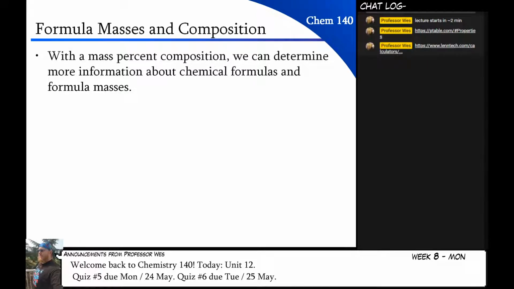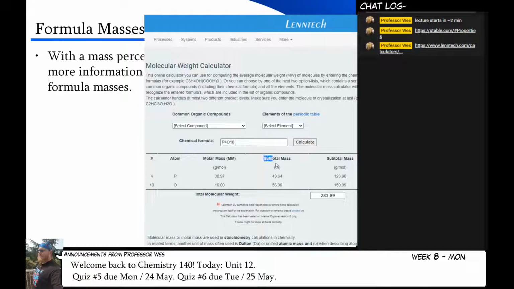Now, a feature on Lentech is percent composition. If we go back to Lentech real quick, we can see on the screen that it shows us the percent by mass in this column right here. So for P4O10, by mass, phosphorus was 43.64%, and oxygen was 56.36%.